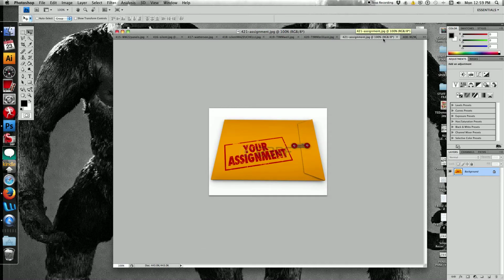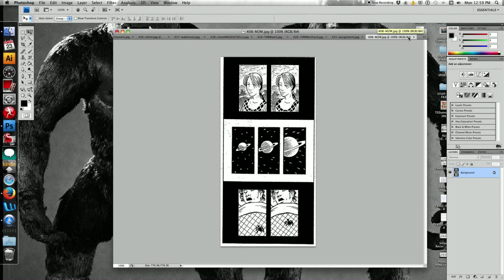Well, your assignment is you're going to create one of these. You're going to do 6 panels, and you're going to show moment-to-moment transitions, something that happened to you. It can be fictional, it can be real. It's completely up to you, but you're going to show moment-to-moment transitions between the panels. That's the most basic of all of these, but it's also the most important, because showing moment-to-moment is a key to being able to tell a story visually in comics and graphic novels.